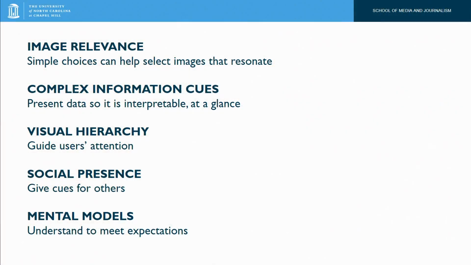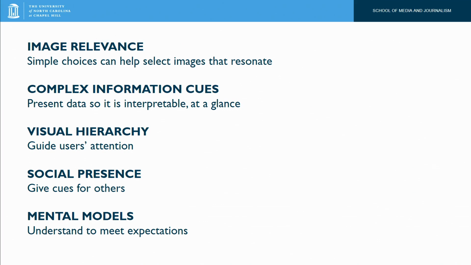So pulling this all together, I encourage everyone to think about how they can use simple choices, asking their audience to make decisions, and other ways that you can have them, just a simple question or two will help you select images that resonate with them. How can we present data so it's interpretable at a glance, even if that might mean we have a trade-off of medical precision? How can we use cues or visual hierarchy to guide our attention in our very limited environment where we have limited attention?